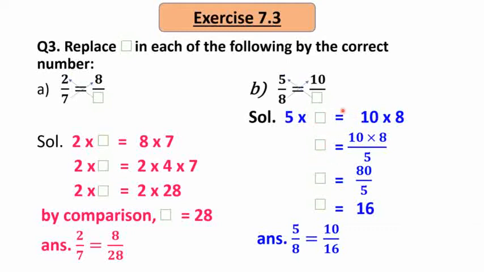Okay, after this, when this 5, which is multiplied by this box, is taken to the other side of the equal to sign, the multiplication will change into division. That is why we have written 10 into 8 whole divided by 5. So now we will multiply 10 into 8, that is 80, divided by 5 as it is written. When we divide 80 by 5, we will get 16 as our answer. So the value of the box is coming 16.